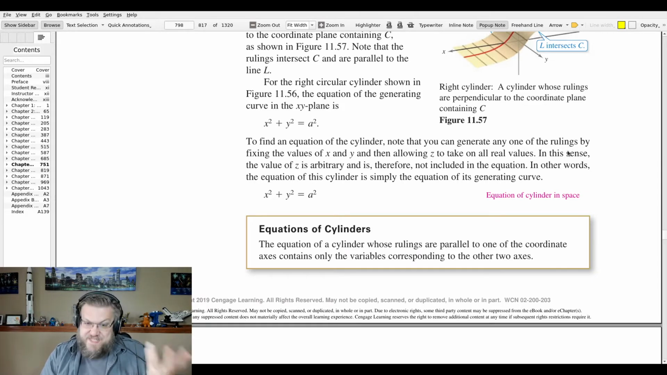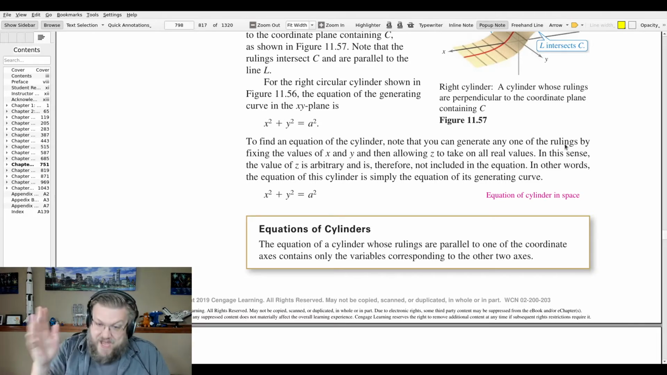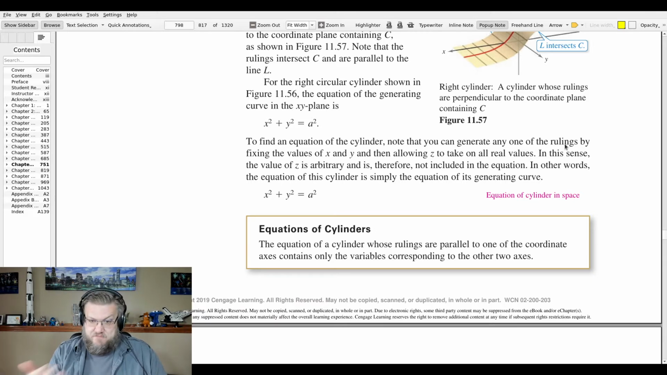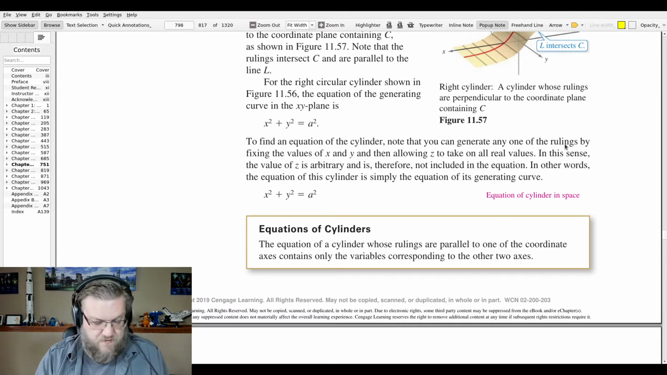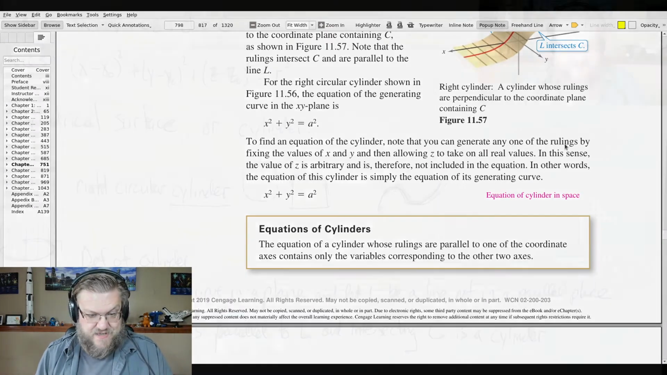So basically, if you're missing a variable out of x, y, and z, what that means is that variable can be any number it wants to be, and it's going to generate that same curve no matter what value that missing variable is. So at 0, it draws the curve. At 1 unit later, it draws the same curve. At 2, at 3, at 4, it draws the same curve. And so when a variable is missing, you think of it drawing that curve at every one of the values of the missing variable.